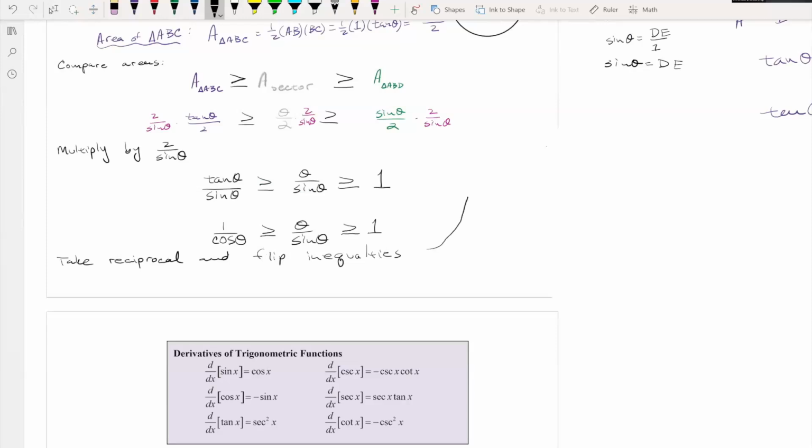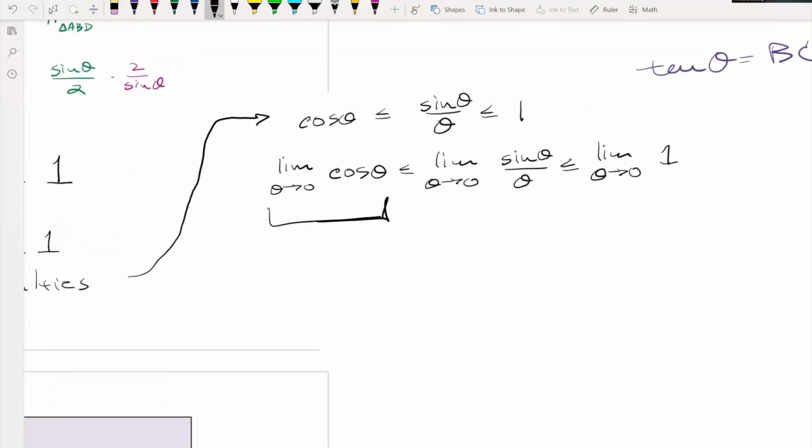So this becomes cosine theta less than or equal to sine theta over theta less than or equal to 1. Now let's take limits on all 3 sides. And so let's see if we can do direct substitution. Can we do direct substitution on this limit here? Yes. What do we get? 1. So that's 1 is less than or equal to.